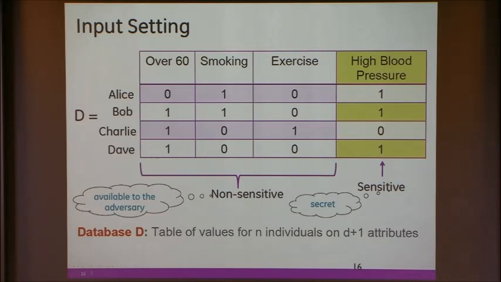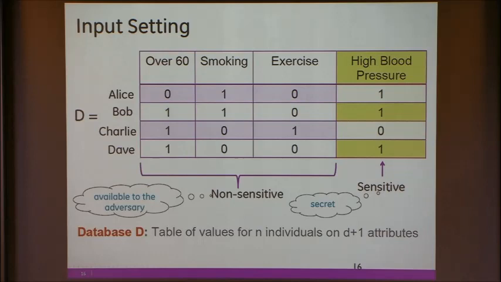So with that, let me describe our setting that we're going to use to analyze contingency tables. We have a database D with n rows and d plus 1 columns. The users are represented along the rows of the table, and the columns are the attributes. What you're going to assume is that among these d plus 1 columns, the first d columns are non-sensitive attributes. When I say something is non-sensitive, I mean that it's known to the adversary, so those are kind of public information.